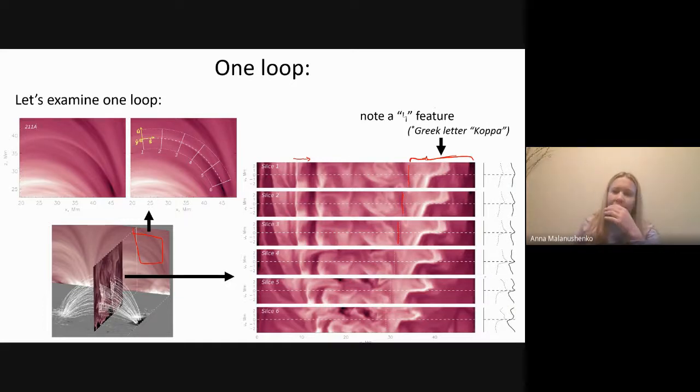Now, there is a problem here. This feature is not quite compact, this kappa-shaped feature. One thing to notice is that the loop is the most prominent in the locations where one particular portion of the kappa is co-aligned along the line of sight. In slices, say, number 1 and number 6, the loop is not as well defined. But also notice that the bright portions of the kappa are not co-aligned with the line of sight anymore.